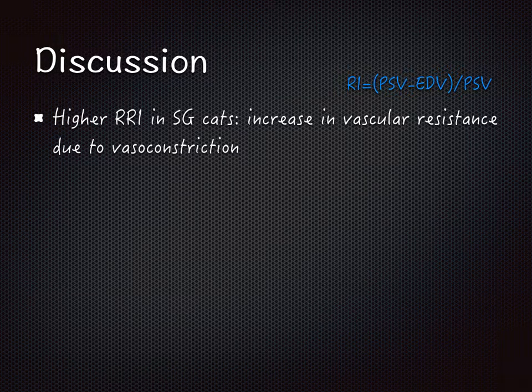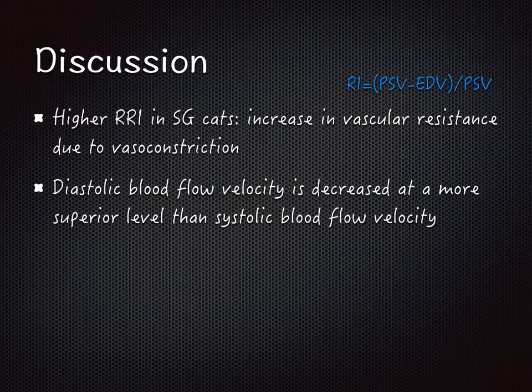The study group cats presented higher RI values than the control cats. This can be explained by the increase in vascular resistance due to the vasoconstriction suffered by the kidney during the injury process at either a glomerular, tubular, interstitial, or vascular level. Diastolic blood flow velocity is decreased at a more superior level than systolic blood flow velocity, thus reflecting a higher decrease of the end diastolic velocity than peak systolic velocity, and therefore increasing the RI value.